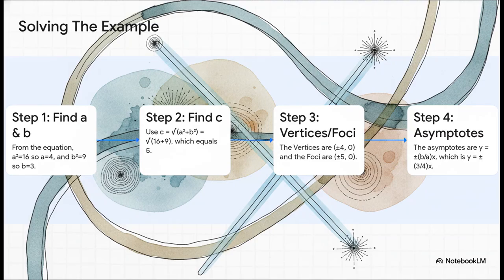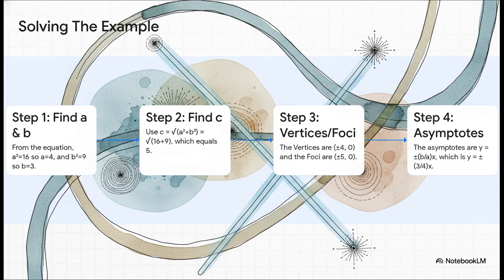All right, let's break this down step by step. First up, we need our a and b. Easy enough. a squared is 16, so a is just 4. b squared is 9, so b is 3. Done. Next, let's find c. And what did we say about hyperbolas? We add. So c is going to be the square root of 16 plus 9, which is the square root of 25. So c is 5.